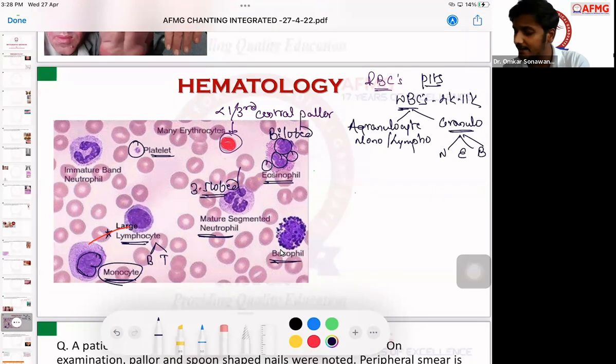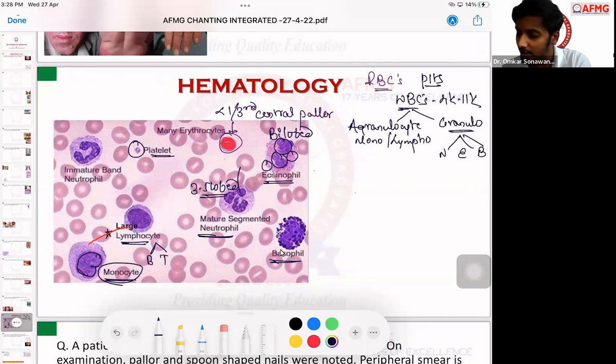Whereas talking about the least common cell, which is 0 to 1% count, it is your basophils, right? Please remember how to differentiate basophils from lymphocytes. This is actually a problem because lymphocytes as well as basophils both have a very large circular blue color nucleus.